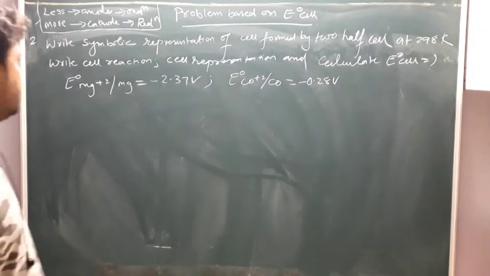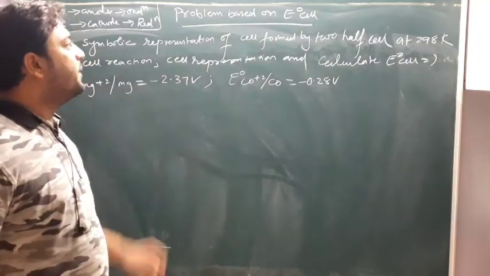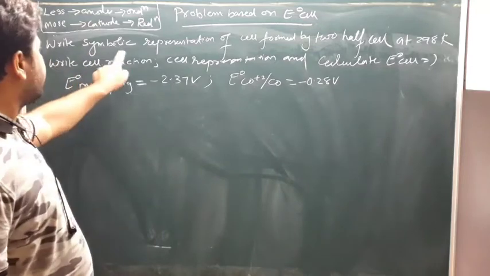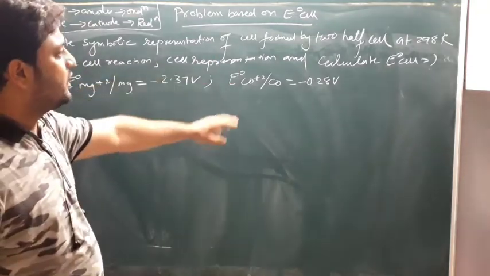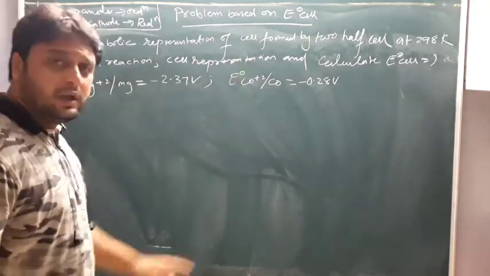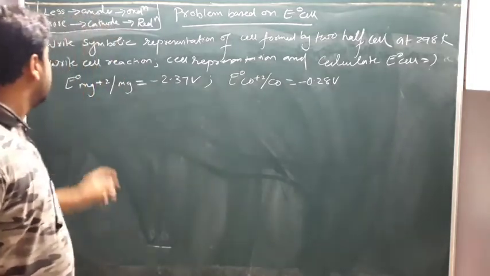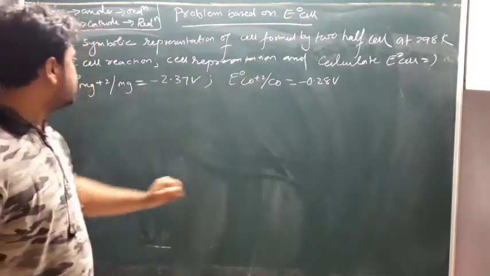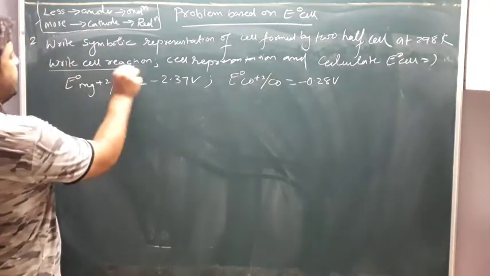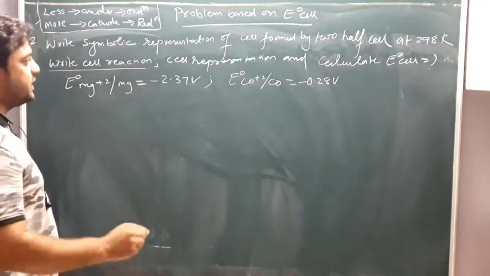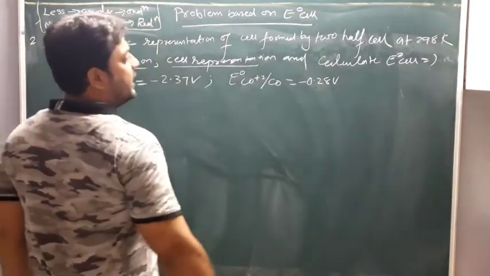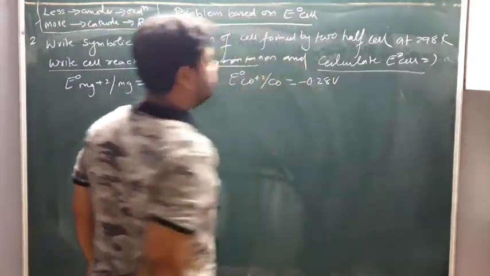So here I have the next question, a problem based on E naught cell. Write the symbolic representation of the cell formed by two half cells at 298 Kelvin. Write the cell reaction, cell representation, and calculate E naught cell. So what I have to do? I write down the cell reaction, means net reaction, that is anode, cathode, and net reaction, cell representation, and I have to calculate E naught cell.